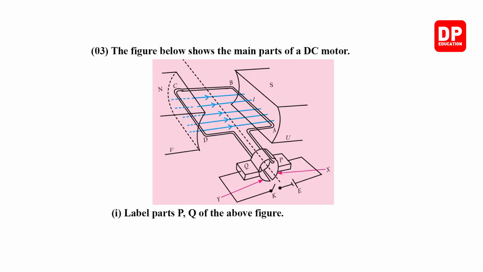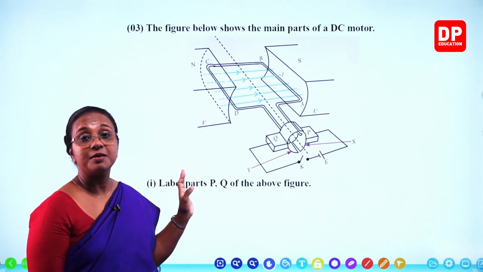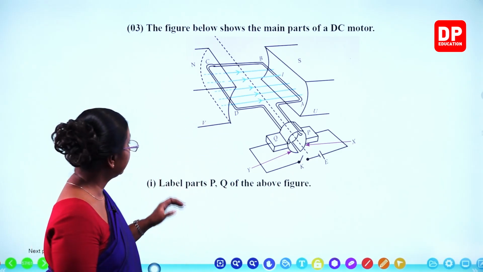So here we have the next question. The figure below shows the main parts of a DC motor. So when we say DC motor, you all know it is a direct current motor. So here, as you look at the diagram, I'm sure you all can identify the parts.